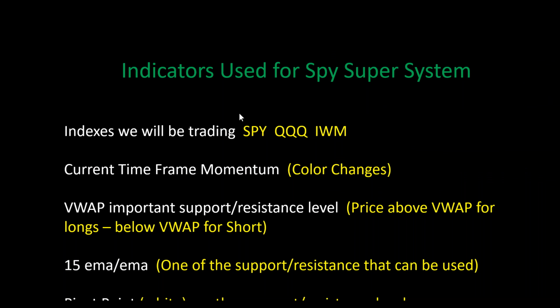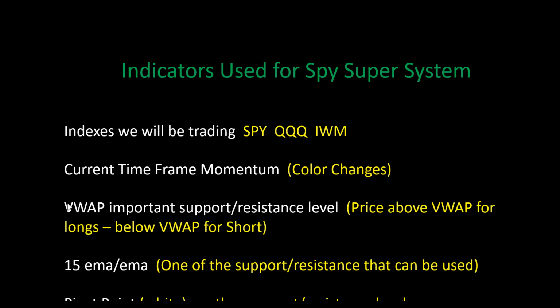All right, so the indicators that we're going to be looking at for the SPY super system, we're going to be trading either the SPYs, the Qs, or the IWM. Those are the three that I focus on. We're going to be looking at one of our indicators called the current time frame momentum, which changes color. If the institutions are going from buying to selling or selling to buying, it'll change color on the 5-minute frame, and you can see when that occurs.